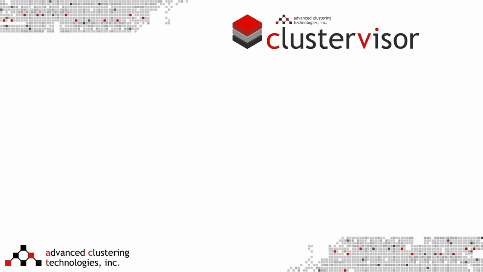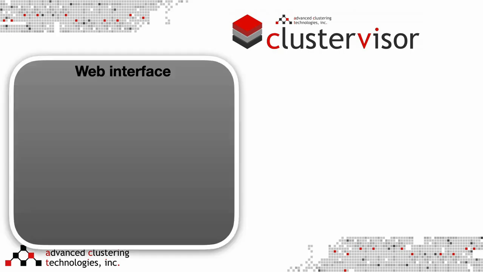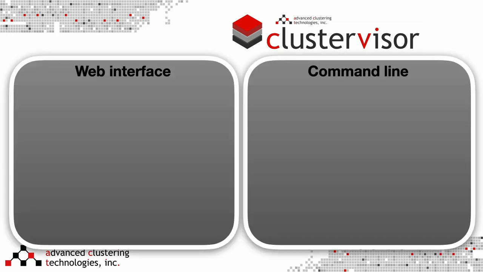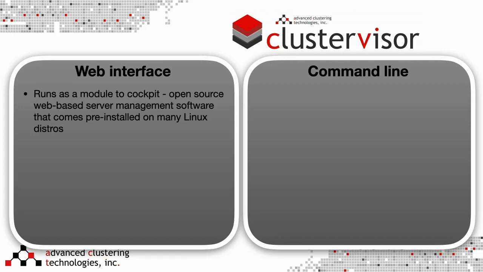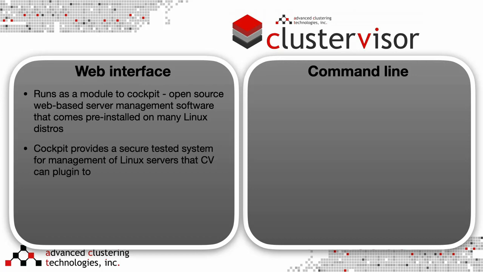Just like the server side, there are two primary client components to ClusterVisor. There's the web interface and the command line. The web interface runs as a module to Cockpit, which is an open source server management software that comes pre-installed on many Linux distros. Since Cockpit is already a secure, tested system for managing Linux servers, it makes sense for ClusterVisor to plug into that instead of reinventing the wheel. So, because of our flexible architecture, the web interface can run on any host inside the cluster. Normally this is the head node or management node, but it isn't required to run there.